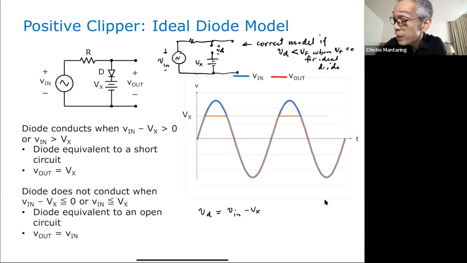So kapag mali ito, when V in minus V sub X is greater than zero, we know that this is wrong. So what is this diode equivalent to? This diode is equivalent to a short. Pag ideal, this diode is equivalent to a short. And what will be my output? If this is shorted, my output will just be V sub X.